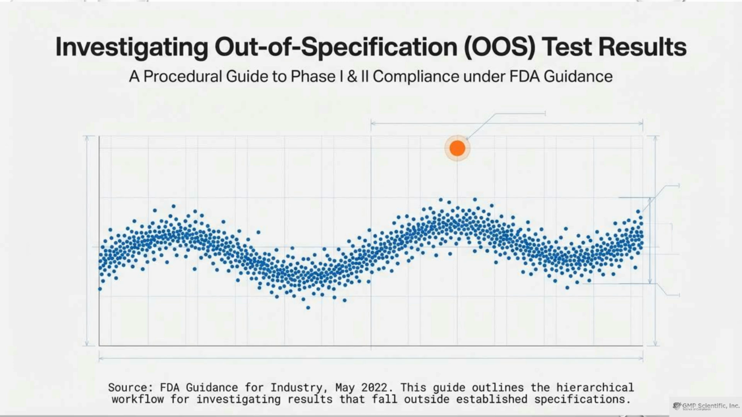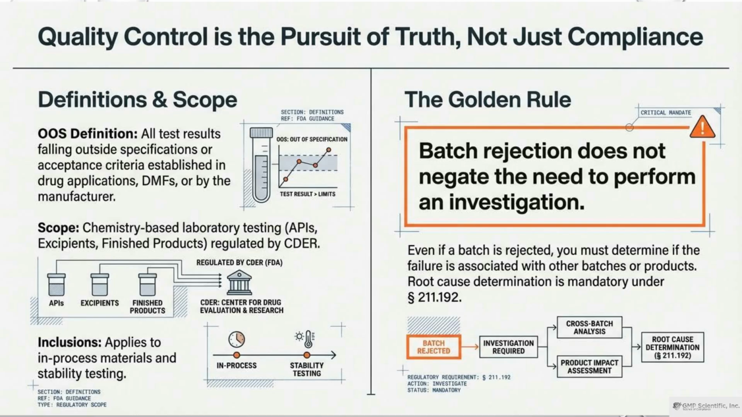Welcome to this video on investigating out-of-specification, or OOS, test results. This course is based on FDA guidance and outlines a structured approach to Phase 1 and Phase 2 OOS investigations. Our objective is to ensure data integrity, product quality, and ultimately, patient safety. Quality control is the pursuit of truth, not just compliance.